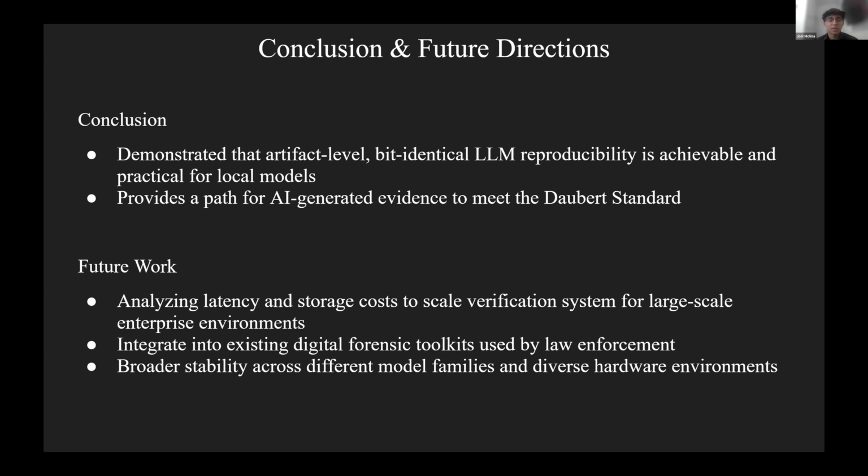As far as future work, I think analyzing latency and storage costs in order to scale this system even further would be the most important thing to make the framework more usable. Integrating it into existing digital forensic toolkits so that it's not a standalone system, as well as broader stability across different model families. That means more testing on diverse hardware environments, which would mean working on cross-system stability.